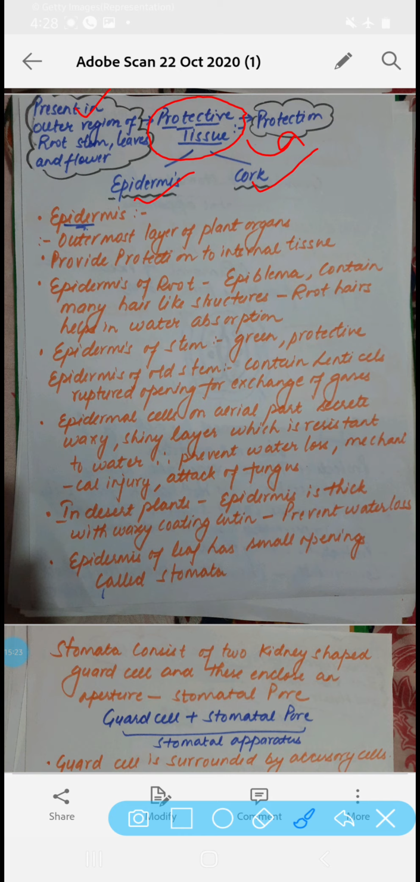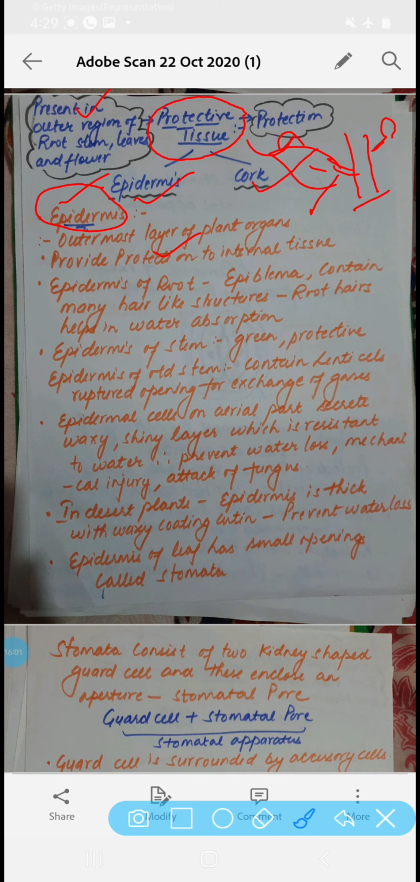Now let's study about the epidermis. Epidermis is the outermost layer of the plant organs. Whatever the outermost layer of plant organs is, that is termed as epidermis. Now we have already discussed what its function will be. It provides protection to the internal tissue. Okay, whatever tissue is inside it, it provides protection to that.